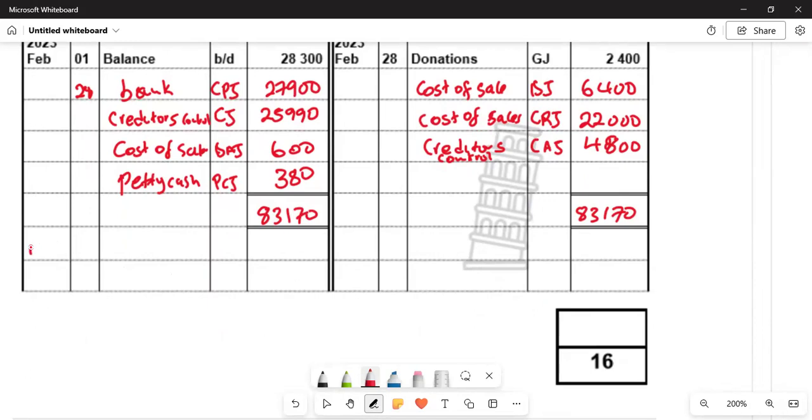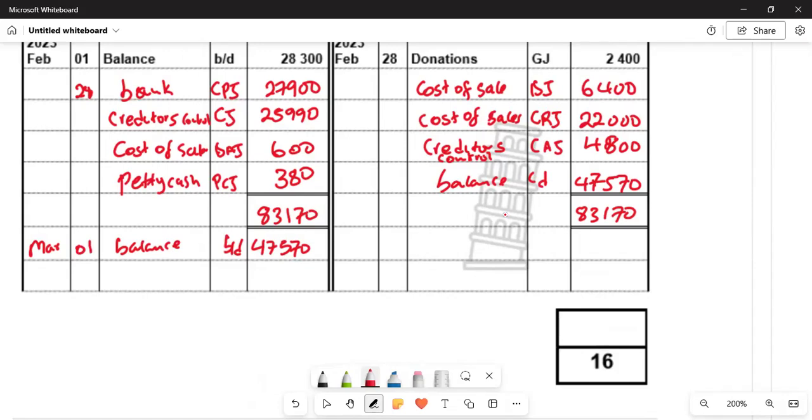Then we are going to write March 01, balance BD of 47,570. So here we are going to say balance CD of 47,570. So that is how we were asked to do the trading stock.